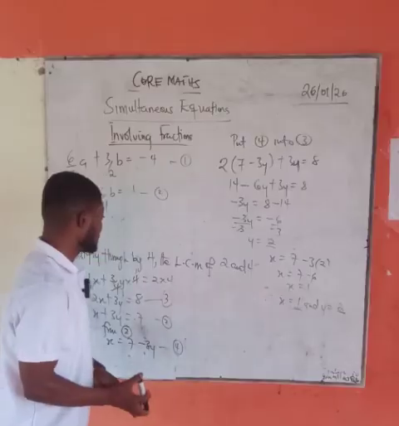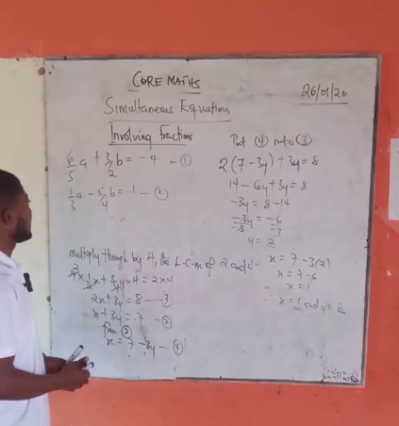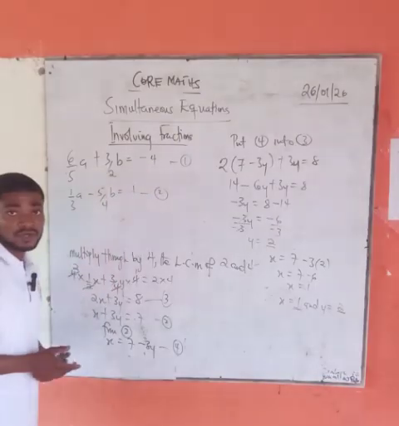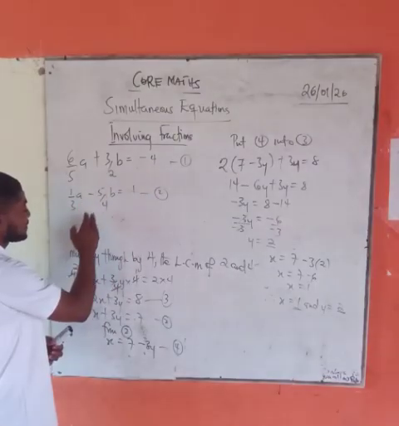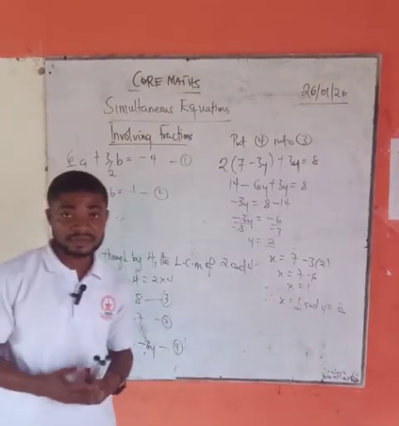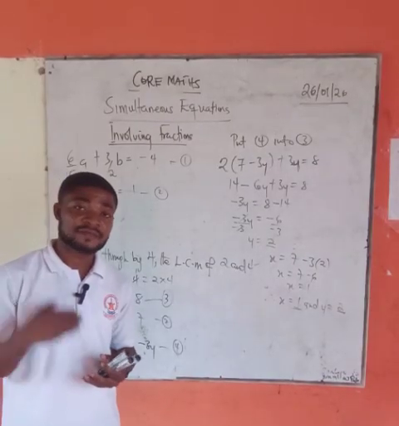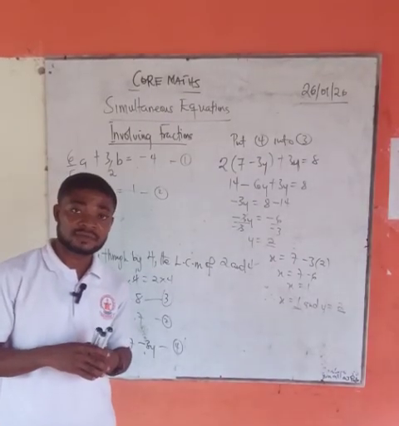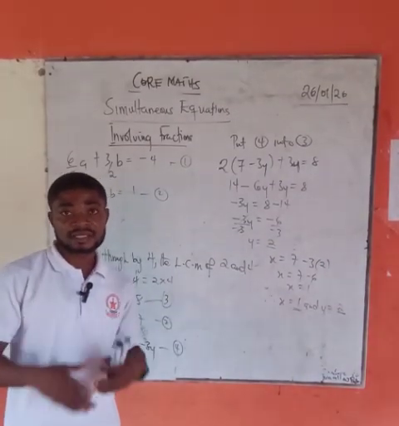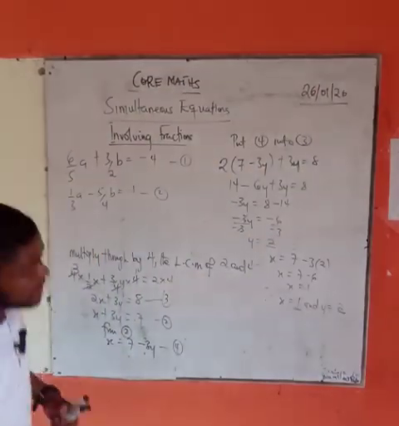Alright, so I have equation 1 as 6 over 5a plus 3 over 2b is equal to negative 4. And then equation 2 also as 1 over 3a minus 5 over 4b is equal to 1. So you see in this case, equation 1 and equation 2 are all having fractional parts. And so I have to find the LCM of each of the equations. And then I simplify the equations to get a linear equation. Then from there, I can work with the linear equations. Alright, so let's do that quickly.